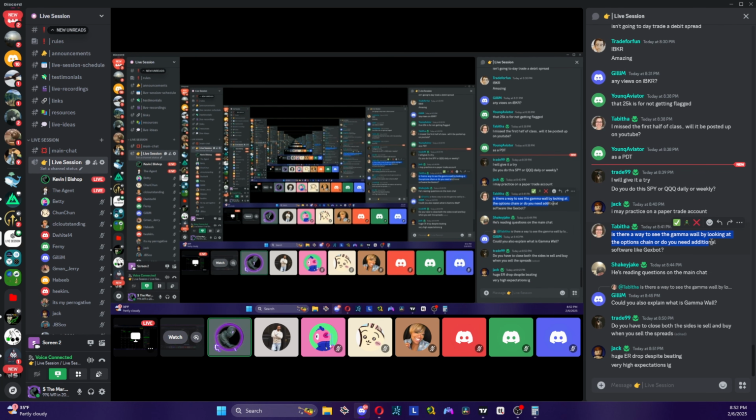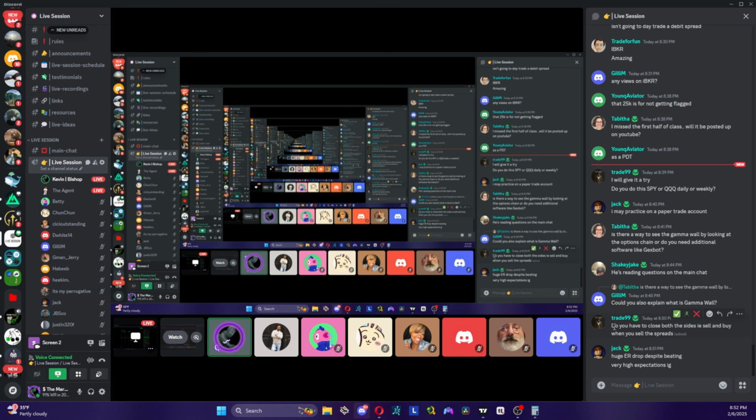Is there a way to see gamma wall by looking at the option chain, or do you need additional software? It's usually better to see. You need additional software. One that I love using is Unusual Whales. You could check them out. Again, I'm not sponsored by them. I read most on main chat, but I'll just read on both. Gamma wall, we'll get into the subject another day.